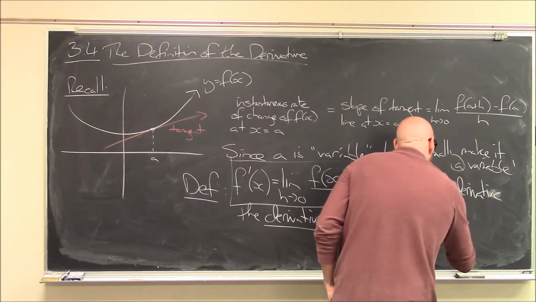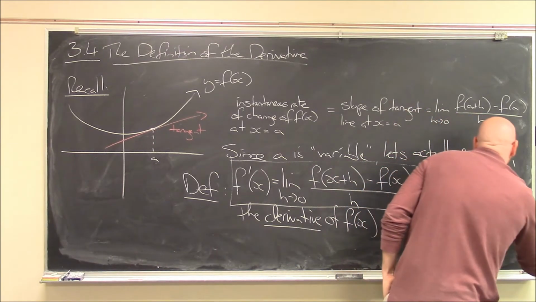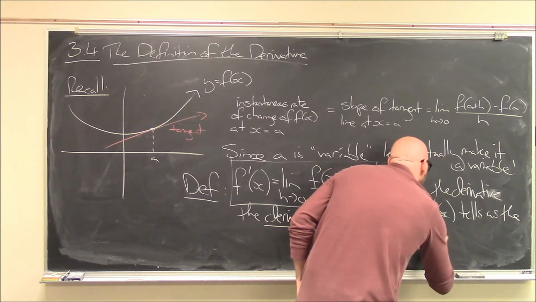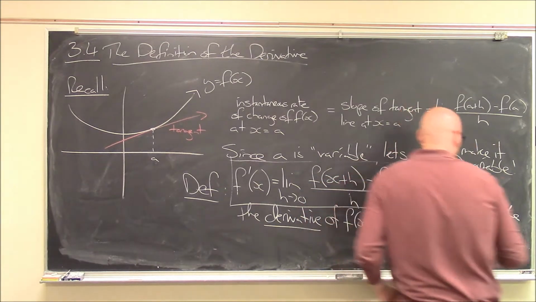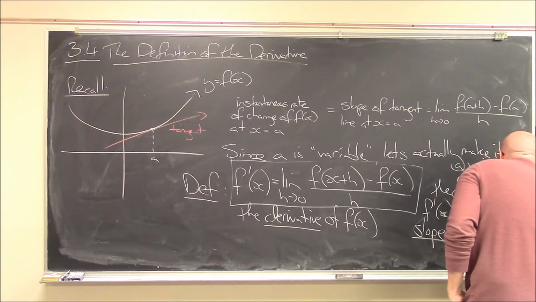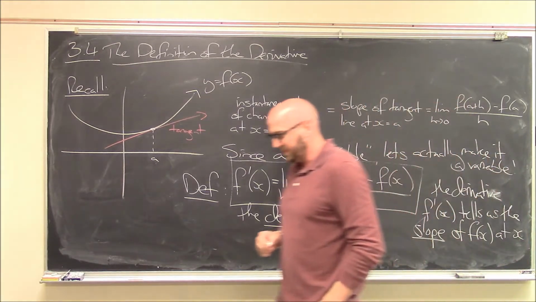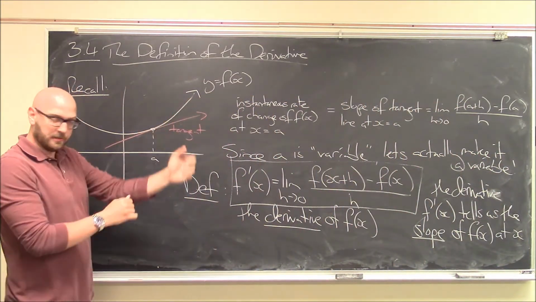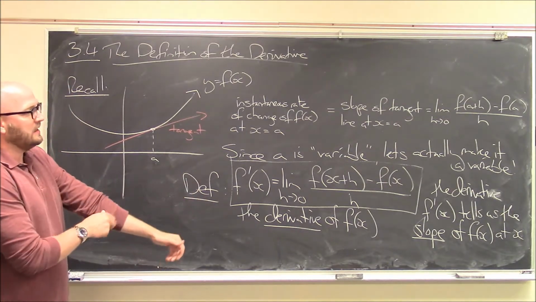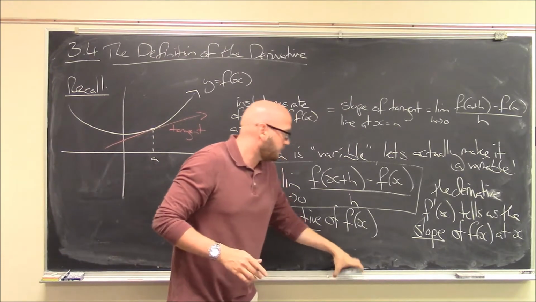f prime of x tells us the slope, right, the rate of change. It tells us the slope of the original function f of x at the point x that you choose. So the derivative of a function tells us something important geometrically about the original function. It tells us the rate of change of the original function. So we'll do an example. I'll make this more clear with an example.